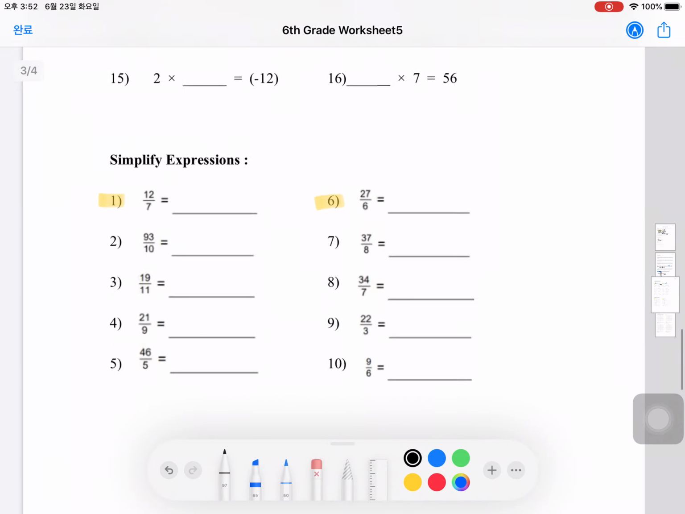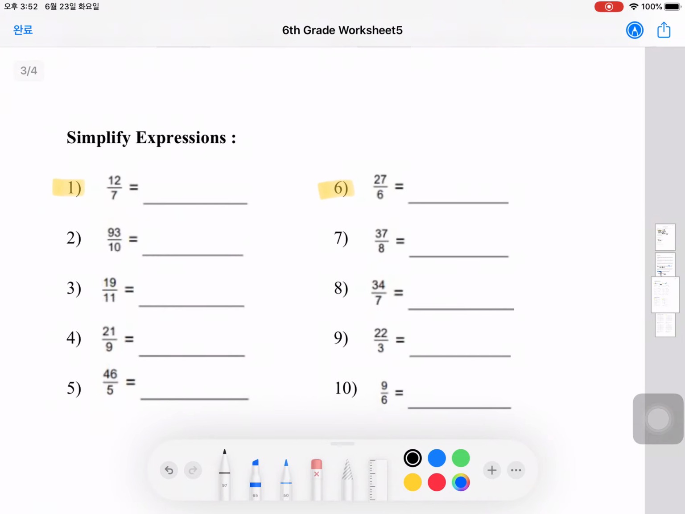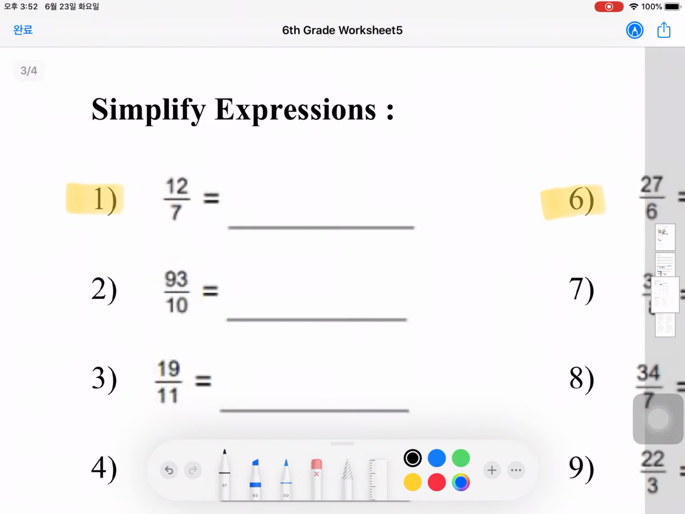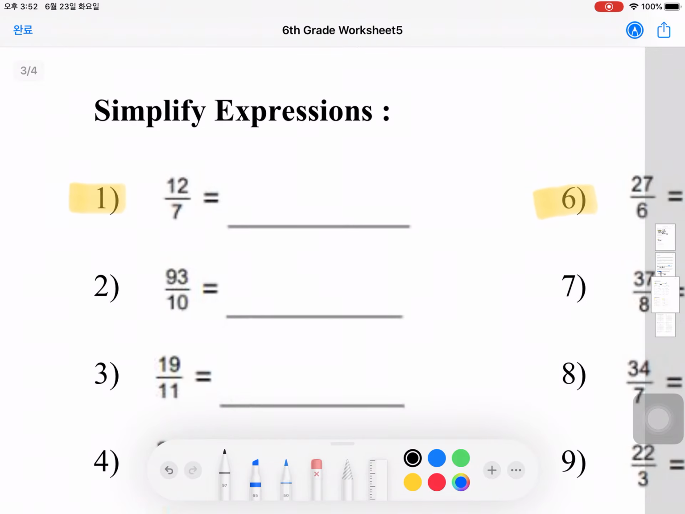Now, the next section, which is simplifying expressions. Basically what I want you guys to do is turn these improper fractions into mixed numbers. And how to do that is you divide. So for the first question, we can see 12 on the numerator divided by 7, because 7 is on the denominator.